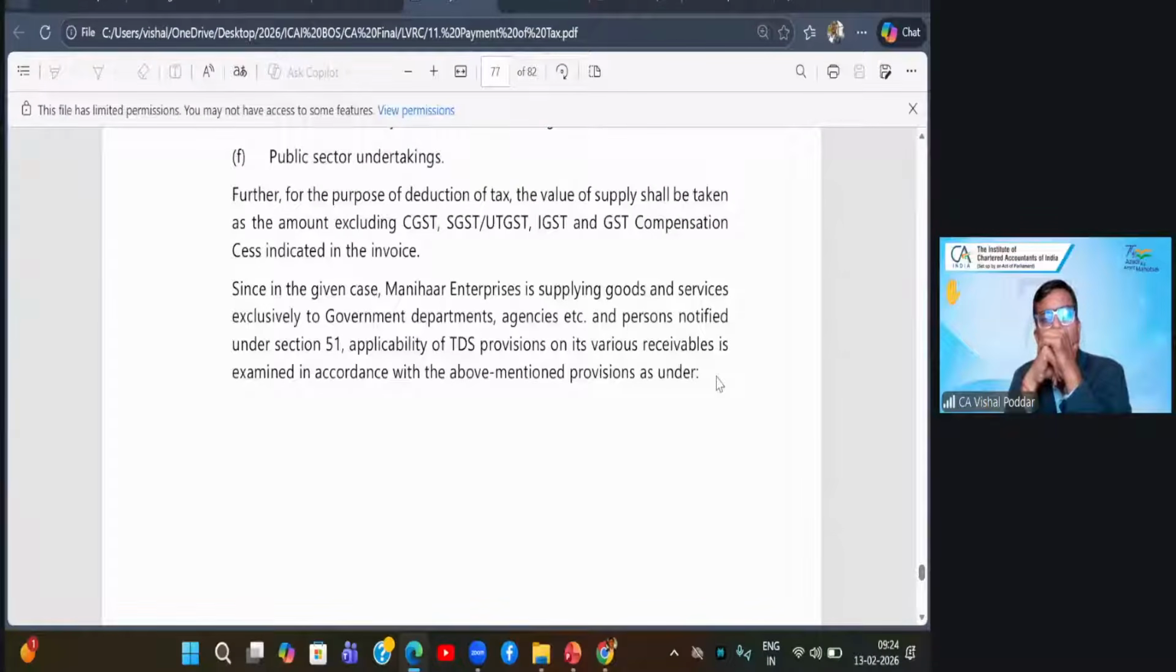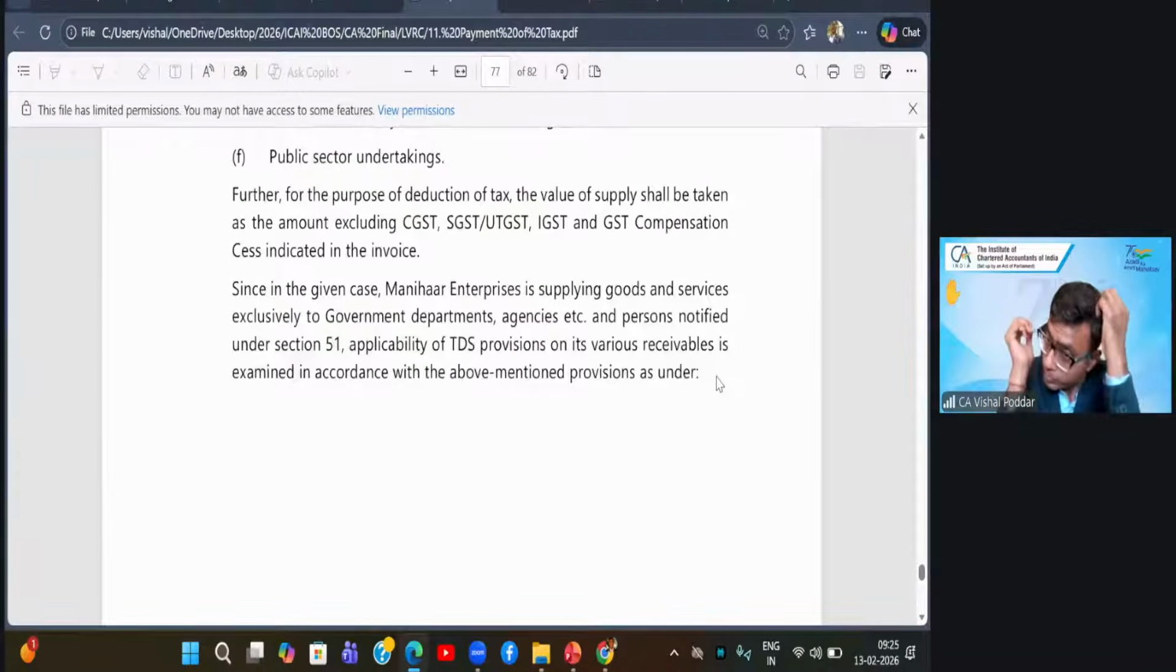Further, for the purposes of deduction of tax, the value of supply shall be taken as the amount excluding CGST, SGST or UTGST, IGST and GST compensation cess indicated in the invoice. So that is what was discussed earlier, that the tax portion has to be excluded when you are determining the value of supply for the purpose of tax deduction. So the tax is to be deducted on the net amount, not on the gross amount. That is obvious because you cannot deduct tax on tax.